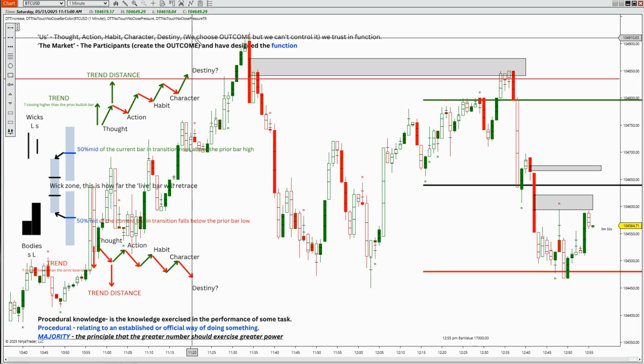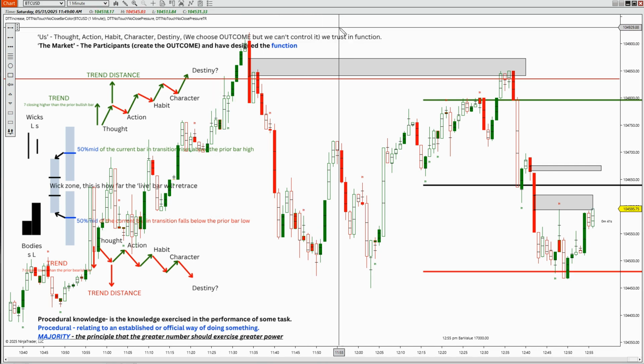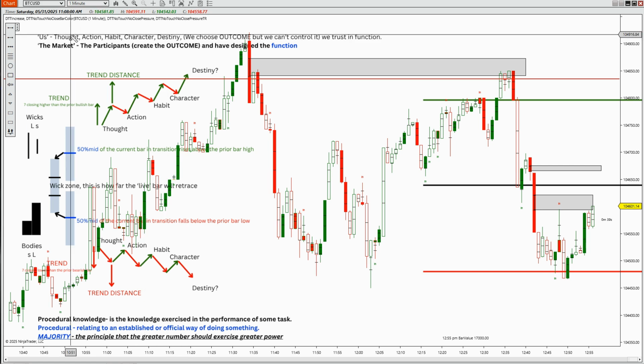And so we have the end in mind. We choose the outcome, but we can't control it. Okay, so we choose the outcome, but we can't control it. We trust in the function of how all of this works.